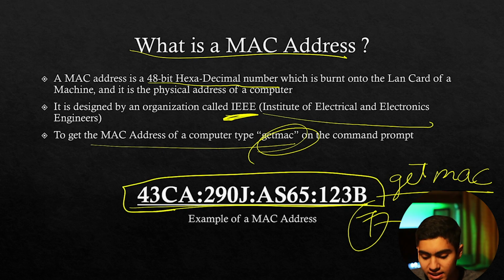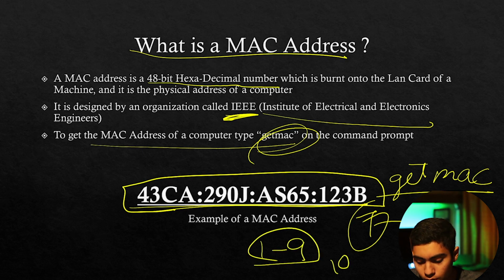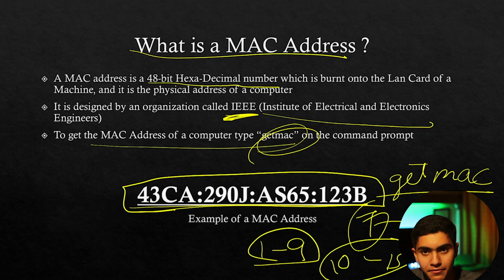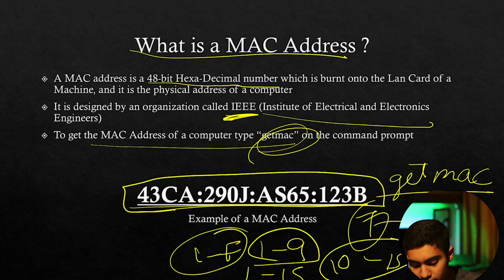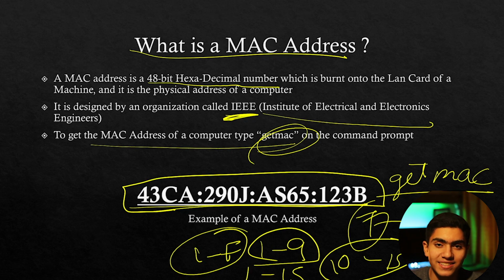I hope you know what hexadecimal is. Hexadecimal goes from 1 to 9, and then for 10 to 15 it takes A, B, C, D, E, F. So this is how hexadecimal works. It's actually mathematics, but we are not going into that. Just remember that a MAC address is a hexadecimal thing.